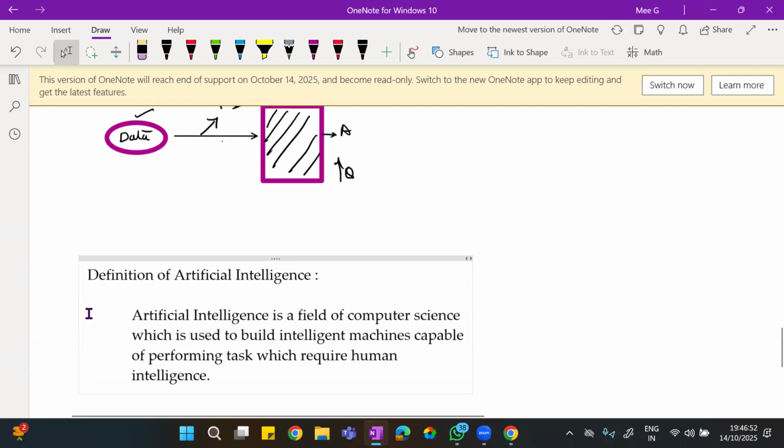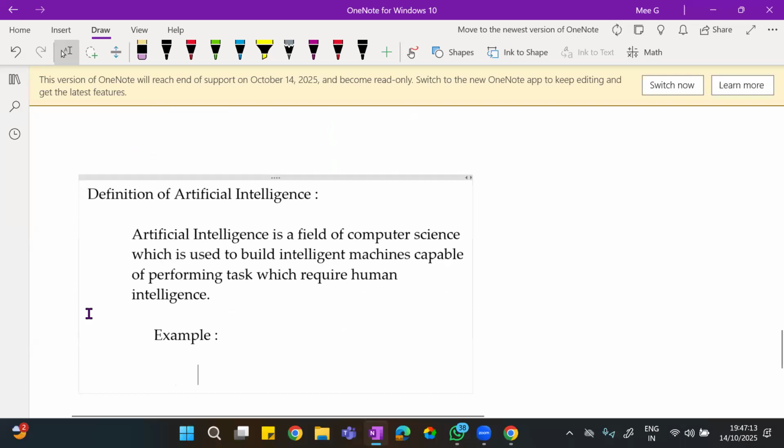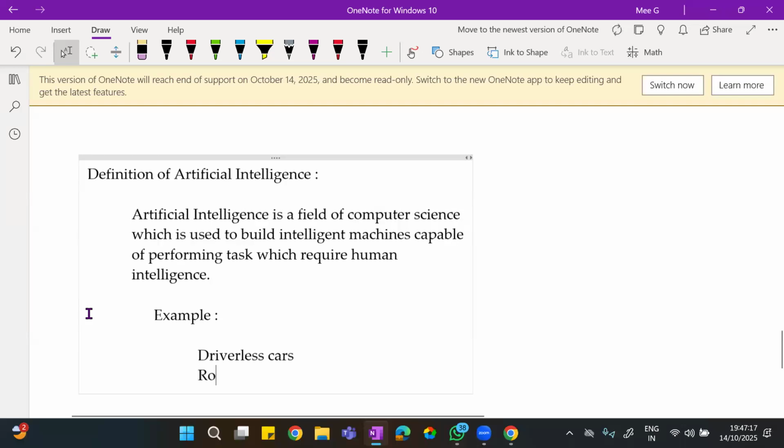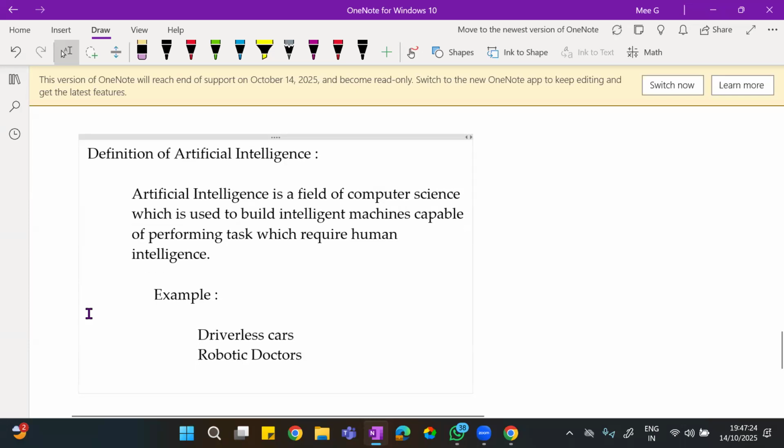Driverless cars or robotic doctors, all this you can say, where that particular profession requires human intelligence, but you are passing that intelligence to the machines, so machines can easily replace it. That's what it is. So examples I can give are driverless cars or robotic doctors, etc. Okay, this all will be.